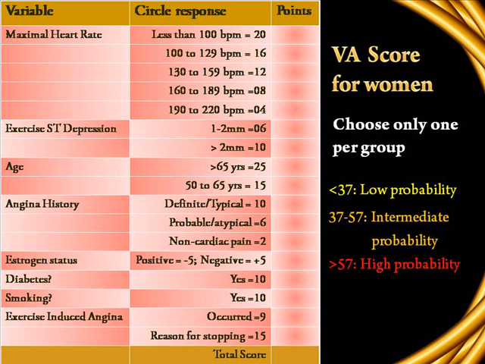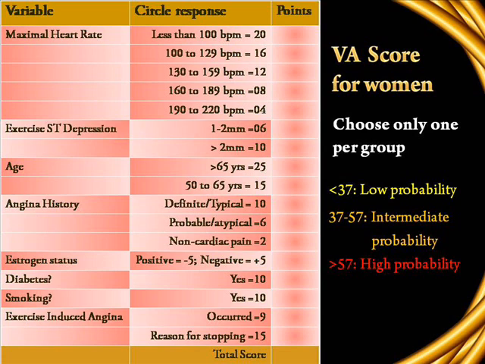Smoking, yes, in women 10 points, no 0 points. Diabetes and smoking take away the advantage of the estrogen status of the women. Exercise induced angina, if it occurred, 9 points. If it was the reason for stopping, 15 points. If it did not occur, 0 points.